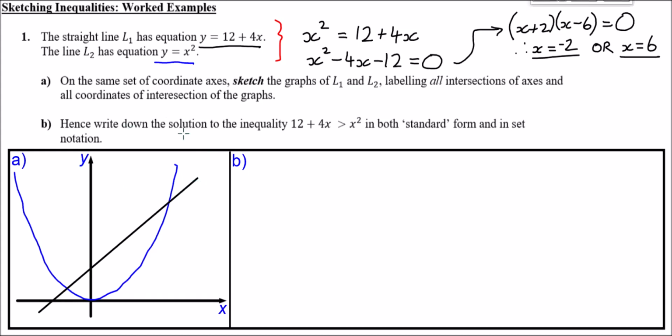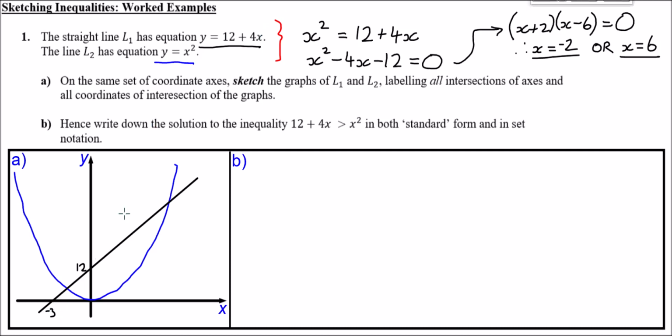Okay, it does say sketch, and so I can get away with this not being to scale. Let's just label what we know. So this would intersect the y-axis at 12. Not that we are asked to do this, but it doesn't hurt. And this is going to intercept the x-axis when this is equal to 0, and that will happen when x is -3.